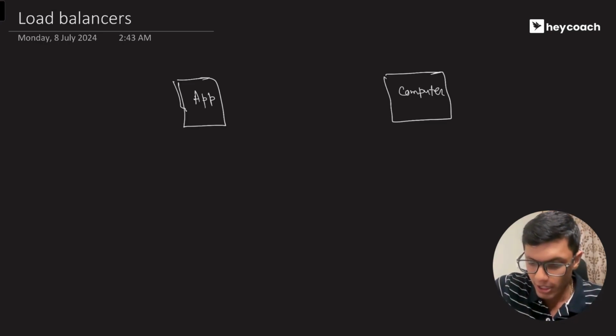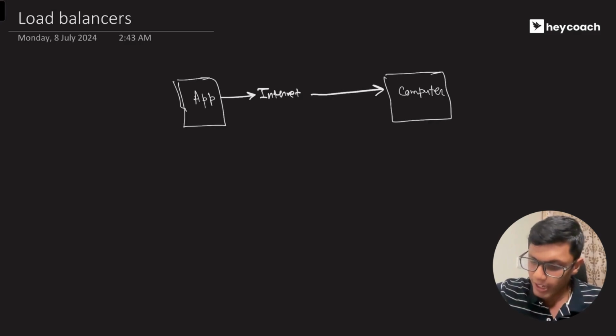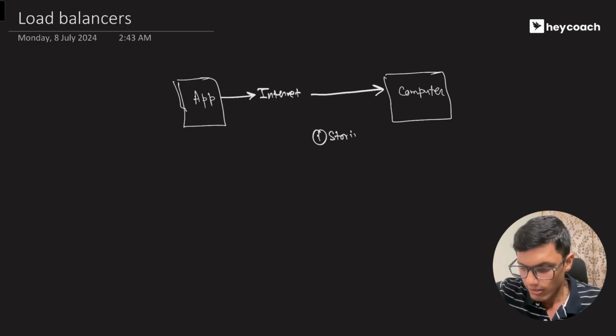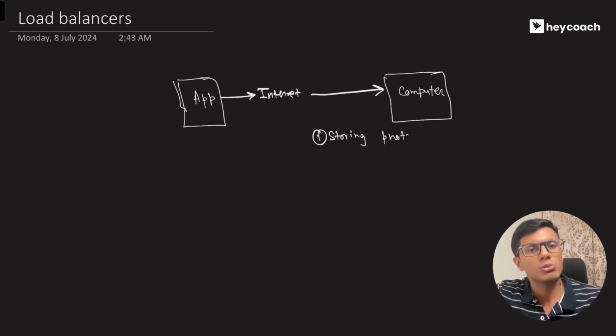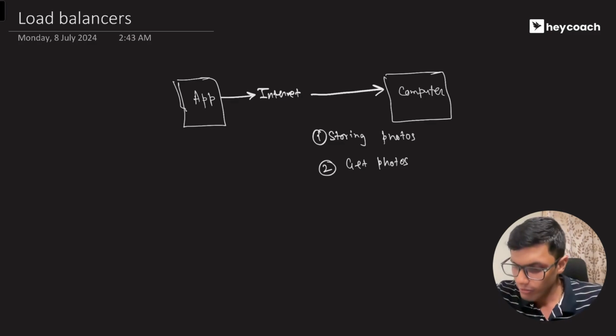So what happens? The request goes from my app to the internet, and then from the internet it comes to my computer. And in my computer, I am storing the photos for my friends, and they can also get the photos whenever they want to. So now they don't have to carry any pen drive or any other device to get the photos. They can just log in from any device and get the photos, and they can just log in from any device and store the photos.